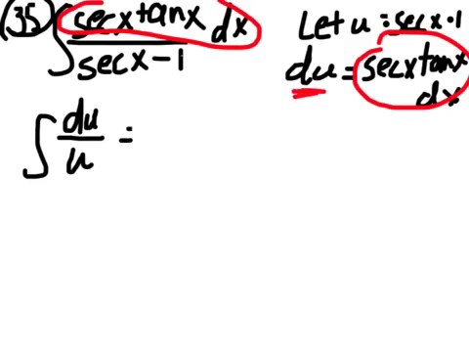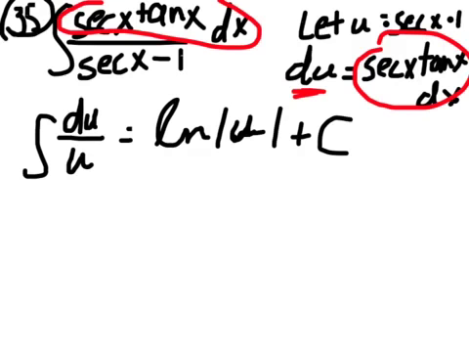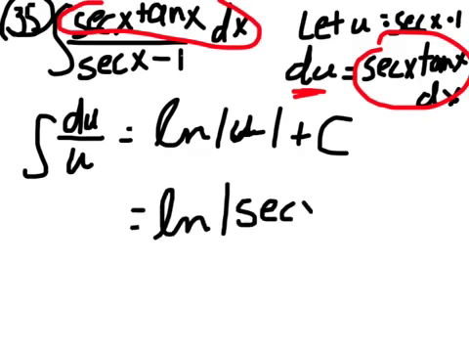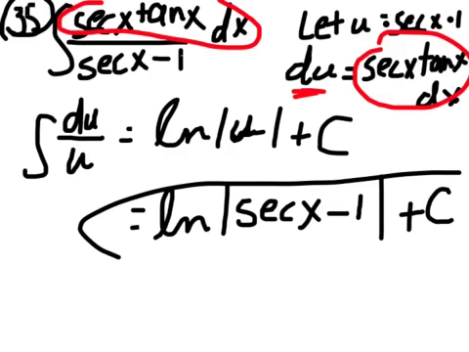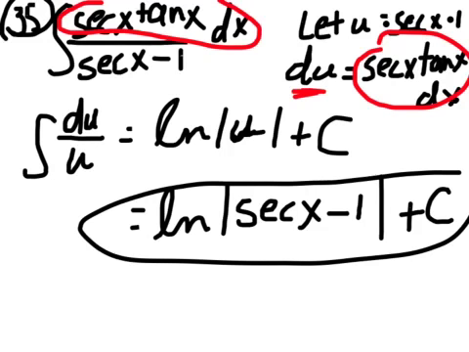So if that is the same thing as ln u plus c, and if we go substitute u back in, that's just ln of secant x minus 1. We use the absolute value sign plus c. We use the absolute value sign to make sure that we don't plug a negative number into a natural log, because you can't take the natural log of a negative number. I'll eventually get it out, guys.